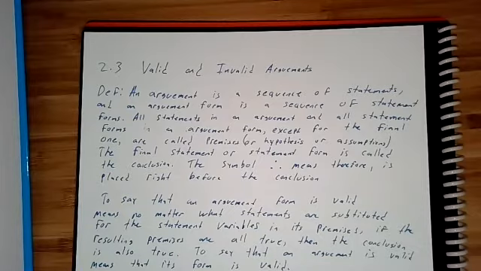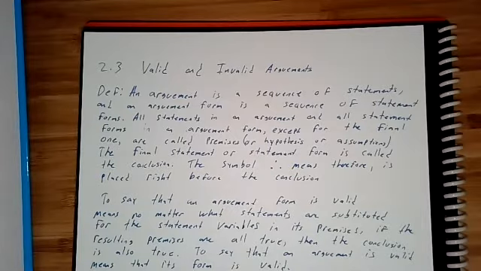Let's see, for example, here's an argument. If Socrates is a man, then Socrates is mortal. Socrates is a man, therefore Socrates is mortal. And you can interchange that with if P then Q, P therefore Q. Okay, so here's the definition, the big picture.